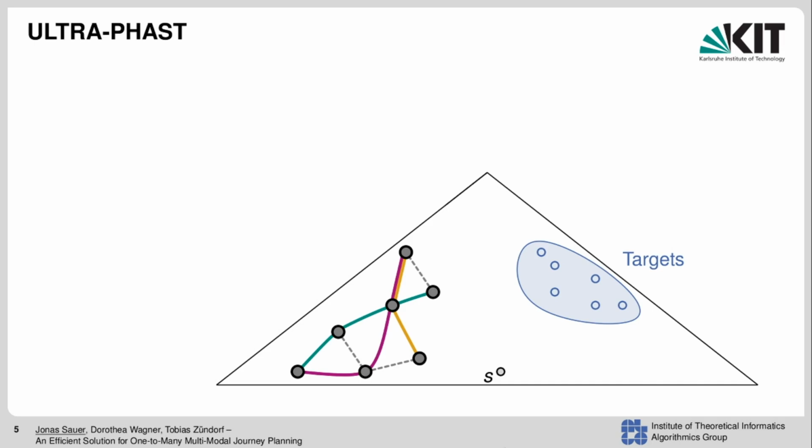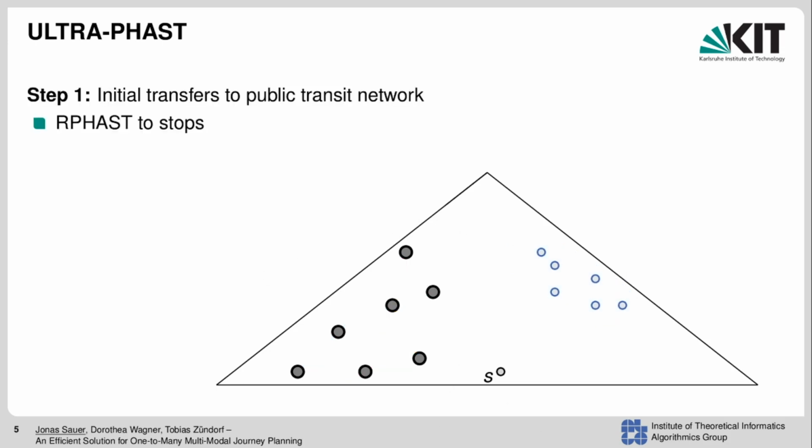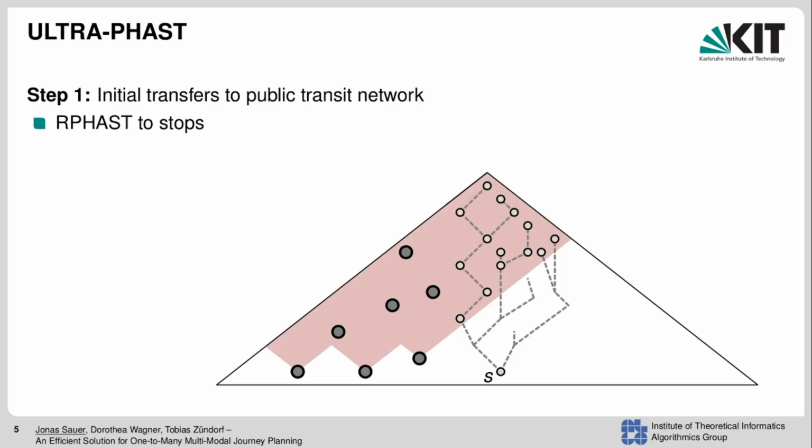Now I want to show you our contribution, which is to adapt Ultra to a one-to-many setting by adapting ideas taken from FAST. So we now have a source vertex and a set of target vertices as before, and we also have a public transit network in there. So what we do in phase 1 is we have to compute initial transfers from S to the public transit network. We do this with an rFast search to the set of stops. So we have our upward search and then a downward search on the target selected graph.